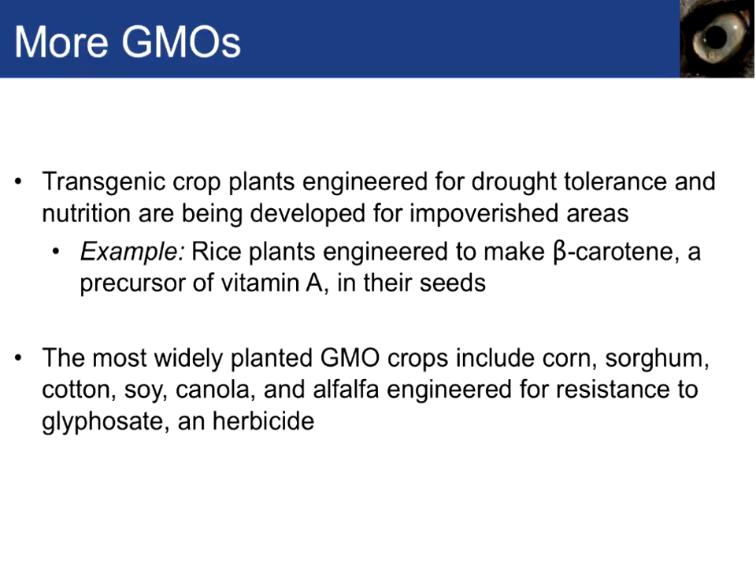help alleviate that. The most widely planted GMO crops include corn, sorghum, cotton, soy, canola, and alfalfa, engineered for resistance to glyphosate, which is an herbicide. This is the same chemical that you see in Roundup.